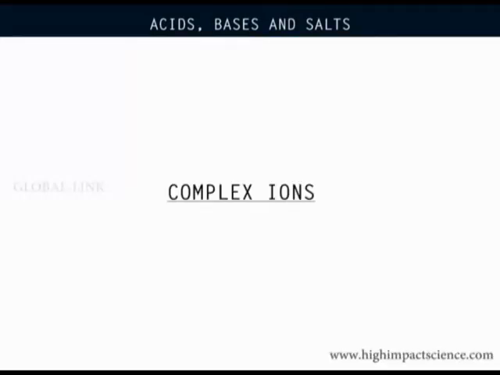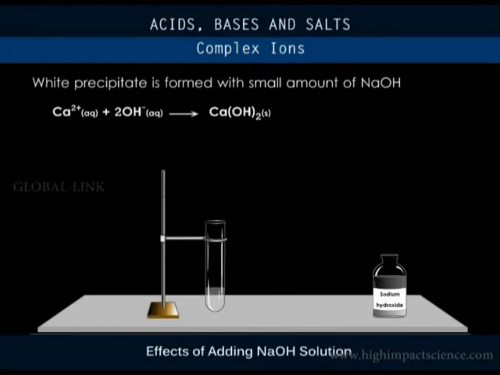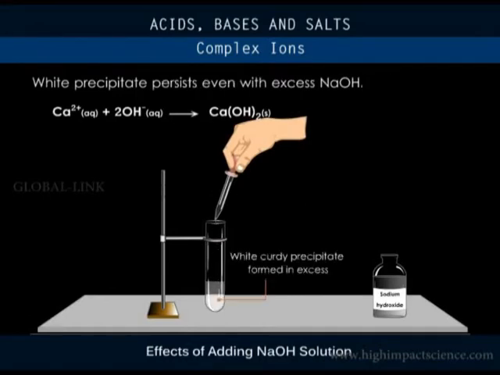Next, we move to complex ions. Now, let us study the effect of adding sodium hydroxide and ammonia solution to a salt solution. We start with a solution containing calcium ions in a test tube. We add a small amount of sodium hydroxide solution. A white precipitate is formed. Then we add excess sodium hydroxide, and the white precipitate persists.